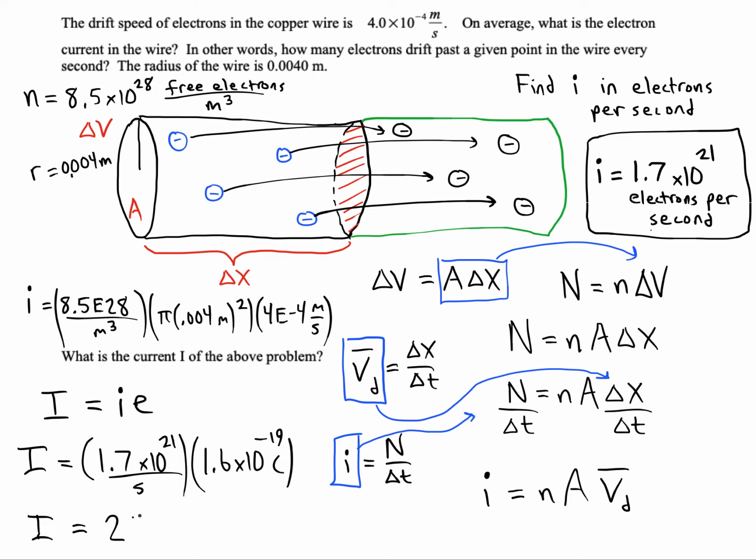I get 273. The units will clearly be coulombs per second, which is also equivalent to amps, capital A, or amperes. That is the unit of electric current.